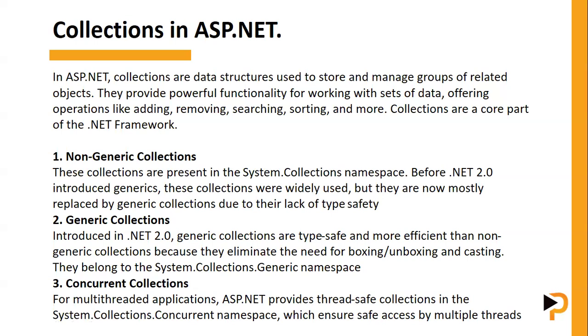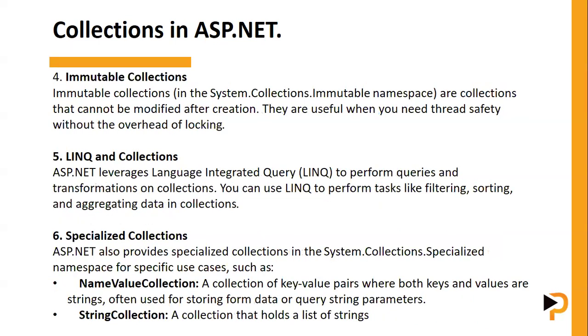In ASP.NET, there are different types of collections: non-generic collections, which were available before .NET 2.0, and then in .NET 2.0 they introduced the generic collections. For multi-threaded environments, there are the concurrent collections, then immutable collections. Now, how to manipulate the collections, how to iterate through the data, and what different things are available to update, filter, sort, and aggregate the data in a collection.